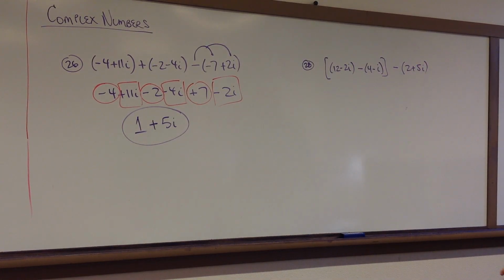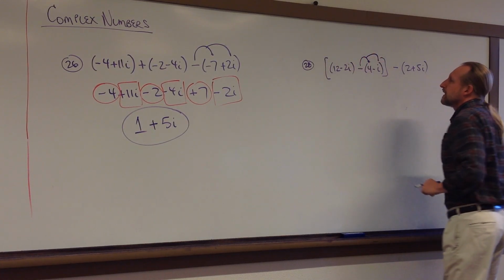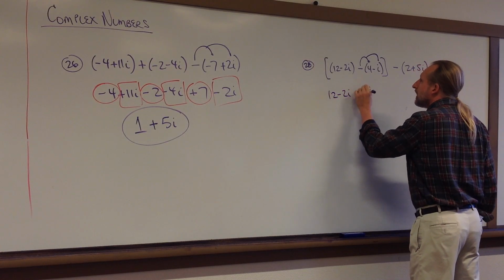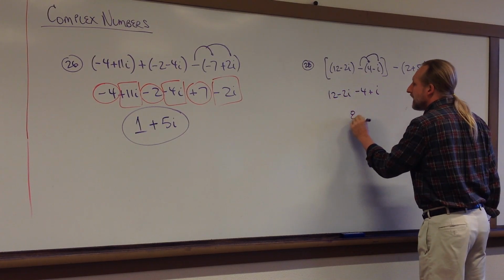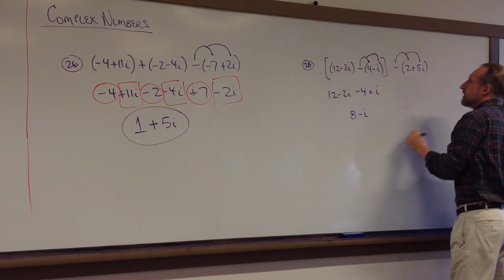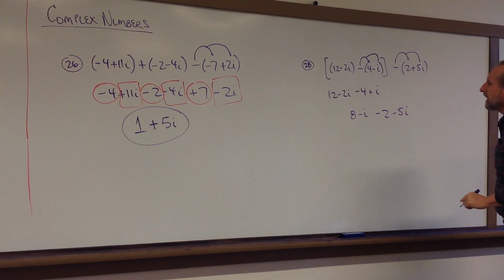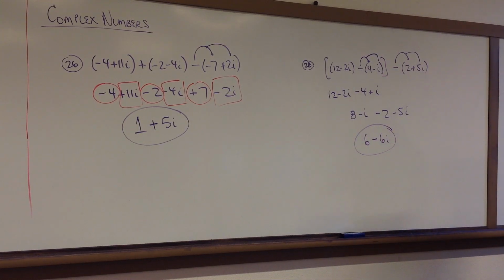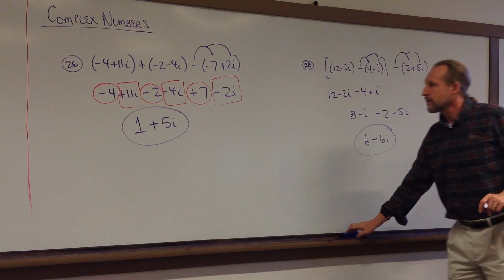Okay, so this subtraction or negative needs to be distributed, so that'll give us 12 minus 2i minus 4 plus i. So that'll be 8 minus i. And then this also has to be distributed, and that'll give us minus 2 minus 5i. And so in the end, we'll come out with 6 for the real numbers, and then negative 6i for the complex piece.